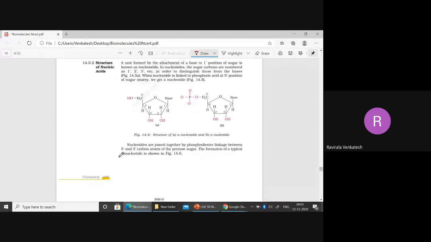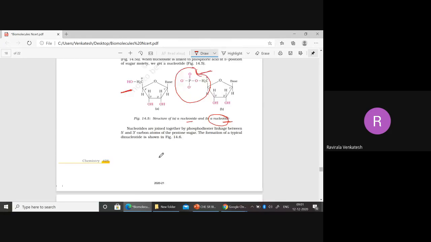Now nucleic acid structures we can easily remember: nucleoside and nucleotide. In the nucleotide, we have the phosphoric ester linkage, whereas in the nucleoside we don't have this phosphoric ester linkage.